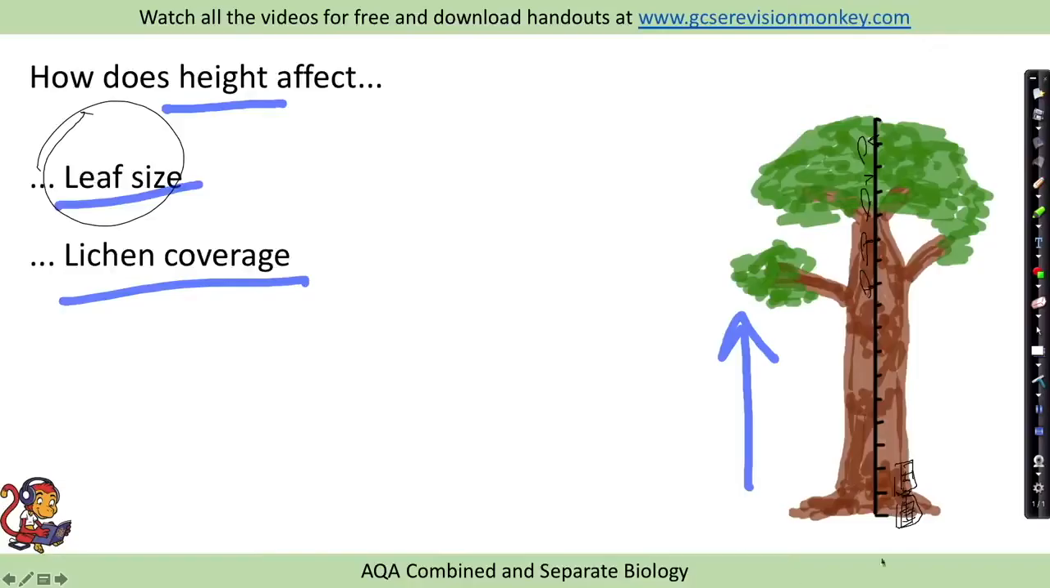So don't be put off if they're talking about one vertically going up a tree or up a wall or something like that. It's exactly the same process as the horizontal transect that we looked at before.